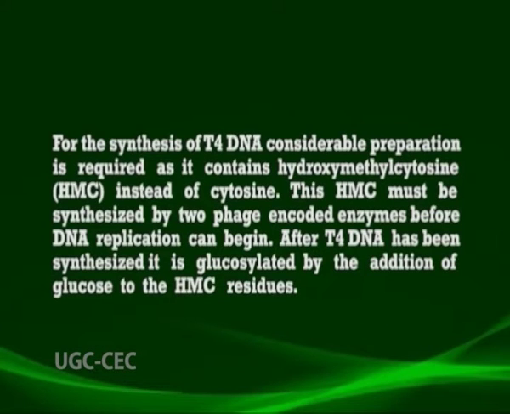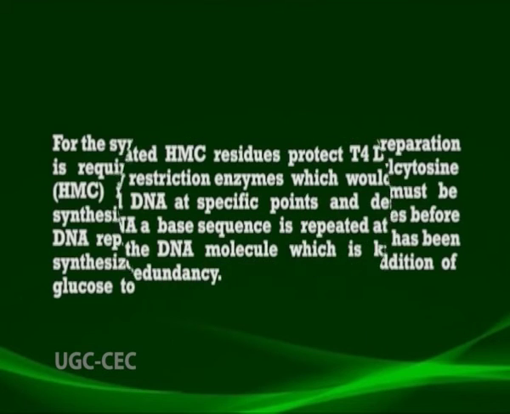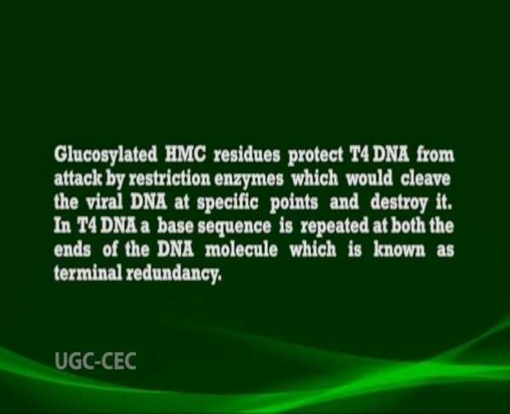Then for the synthesis of T4 DNA, considerable preparation is required as it contains hydroxymethyl cytosine instead of cytosine. This hydroxymethyl cytosine must be synthesized by two phage encoded enzymes before the DNA replication can begin. After the T4 DNA has been synthesized, it is glucosylated by the addition of glucose to the hydroxymethyl cytosine residues. Then these glucosylated HMC residues protect the T4 DNA from attack by the restriction enzymes, which would cleave the viral DNA at specific points and destroy it.